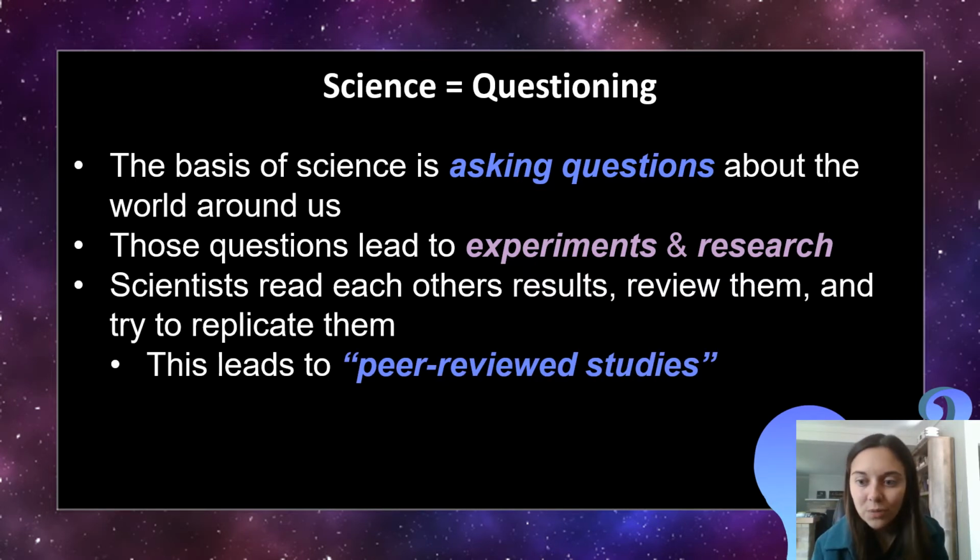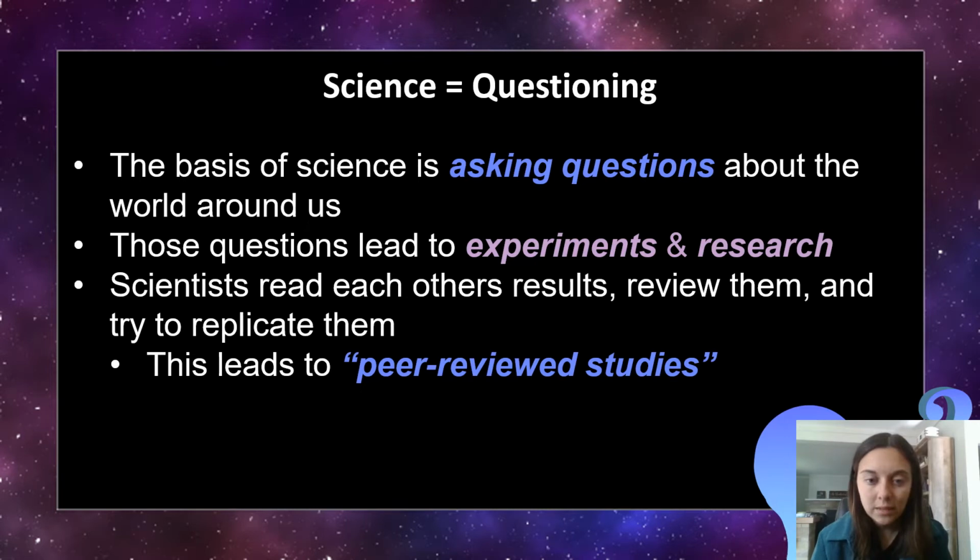They ask questions about the topic they are studying, and they're probably going to check, hey, did anyone else ask this question? Is there anything out there that might tell me the answer? So they might find other scientists have studied this before. They're going to go and read through those big long papers. They're going to look at each other's results, review them critically, analyze them. They might even try to replicate them. This leads to something really important called a peer-reviewed study. Super important.